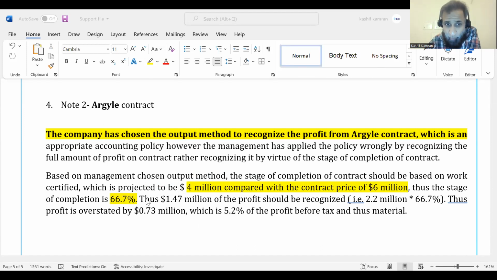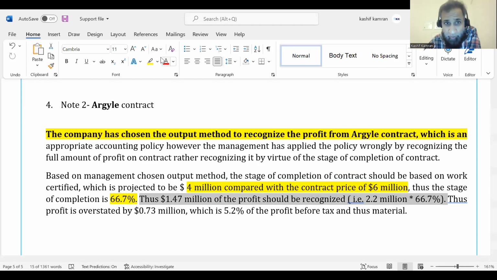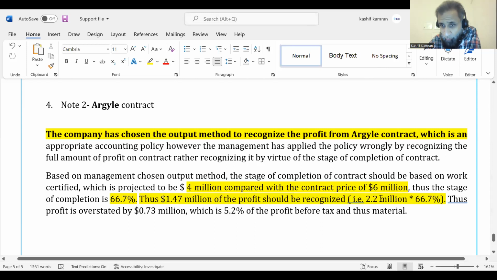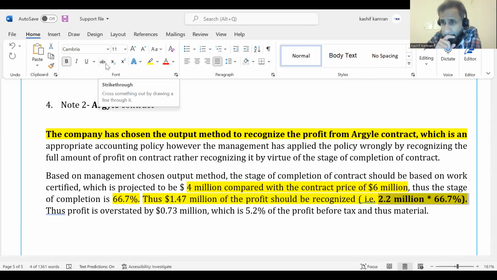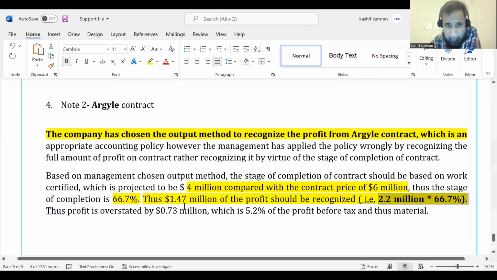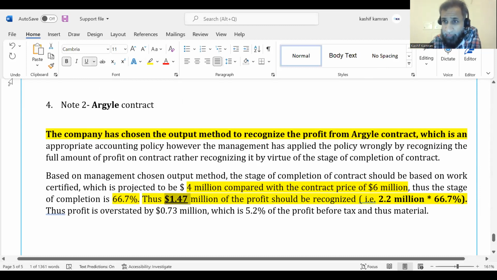Thus, 1.47 million of the profit should be recognized. How much is the profit? 2.2 million. So out of the 2.2 million profit, how much profit should be recognized? 66.7%. So you show the working. 66.7% of $2.2 million is how much? 1.47. So how much profit should be recognized? 1.47. How much profit has the management recognized? Tell me. How much profit has the management recognized?